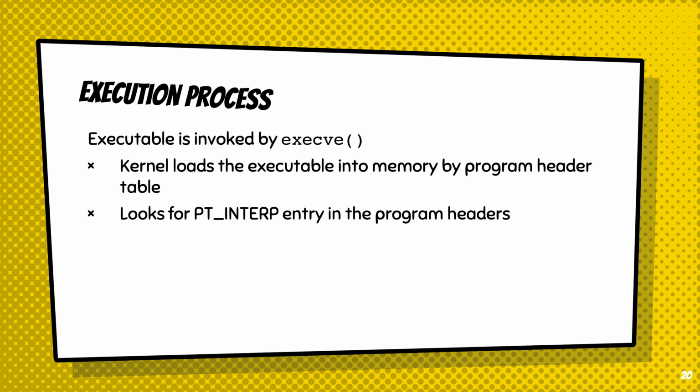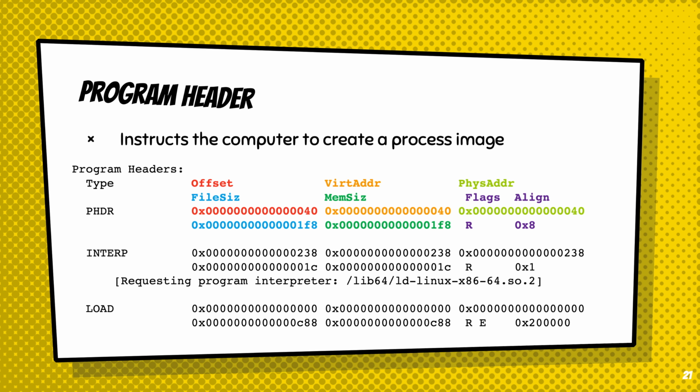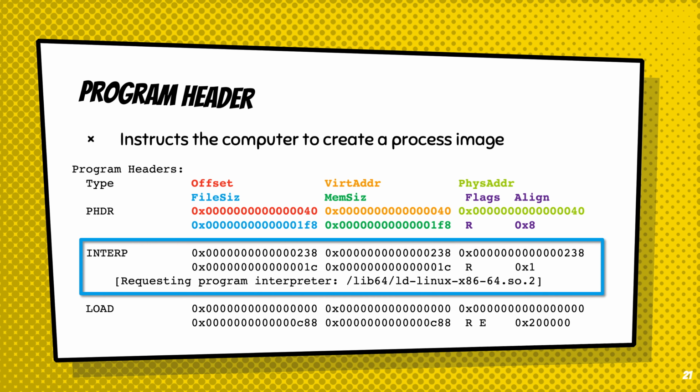Second, the operating system will look for the PT_INTERP entry in the program headers, which will point to the dynamic linker of the program. This is the program header that we showed in our previous video. And in this program header, the PT_INTERP is the header in the blue frame. And as you see here, the header points to the segment starting from byte 0x238.